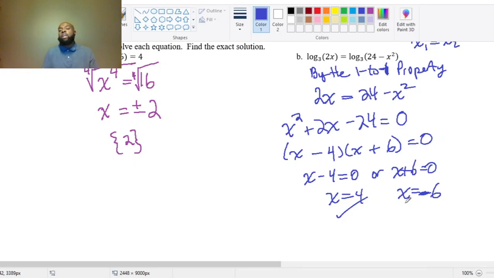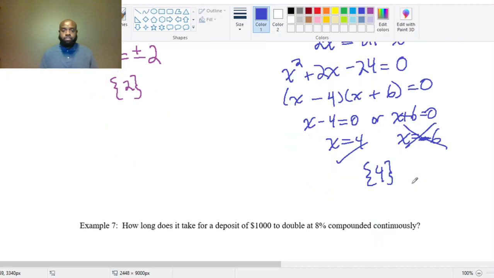For instance, when I try to plug in negative 6 into this side, I'm going to get log base 3 of negative 12. I immediately know that that's not going to be a solution because that is negative. And so my only solution here is x equals 4. Always, always, always check your solutions, because sometimes when you have functions within the logarithmic functions, especially when you have them squared, things may get a little weird.